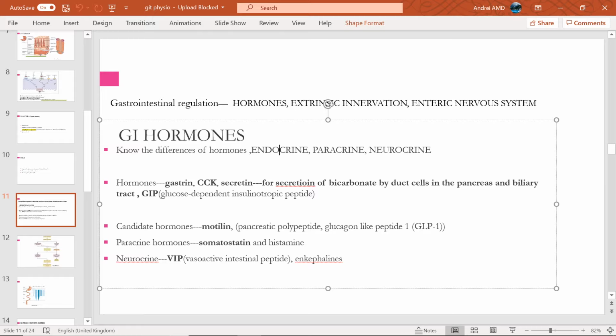A good example of this neurocrine is these that I wrote down, the VIP, enkephalins, and so on. I didn't write all of it because there's a lot of hormones. We talked about endocrine, paracrine, neurocrine. So let's go through each one of them.